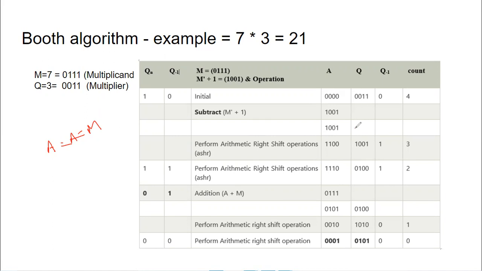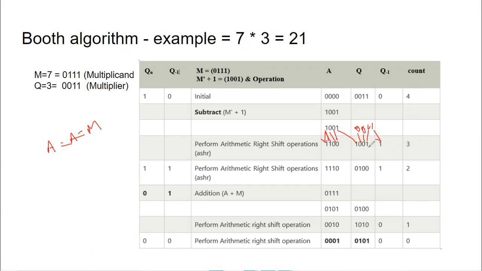Now we have to perform the arithmetic right shift. After the right shift, this one will be going to Q minus 1, and the Q bits shift over here, and this one goes to the MSB also. Okay, this is what the arithmetic right shift is. Now, since we have done one arithmetic right shift, we have decremented the count to 3.